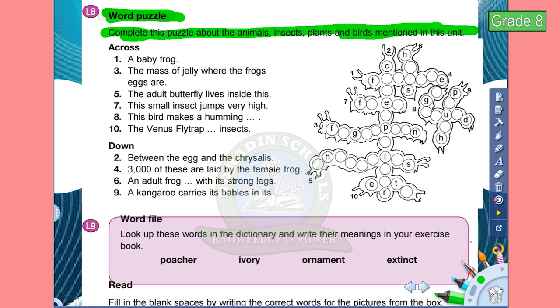Word puzzle, it has two parts. The first part is called across. Our word puzzle has two parts. Across is what I highlight, and the second part is called down.